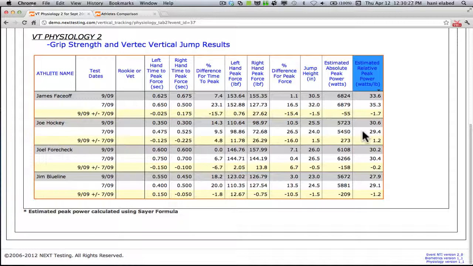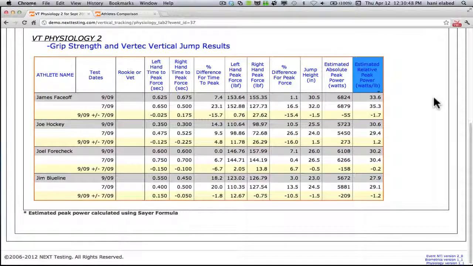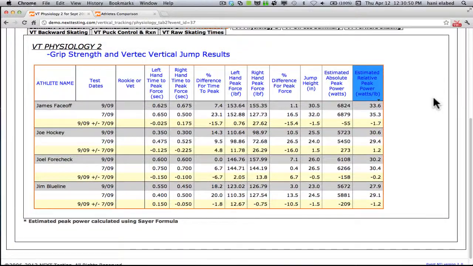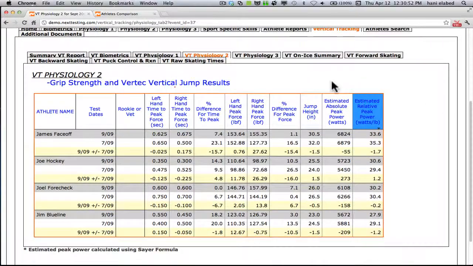Went from 29 watts per pound to 30 watts per pound. So an improvement of 1.2 units, about 3%. Joel regressed a little bit, and so did Jim. This is an example of vertical tracking for the vertical jump.